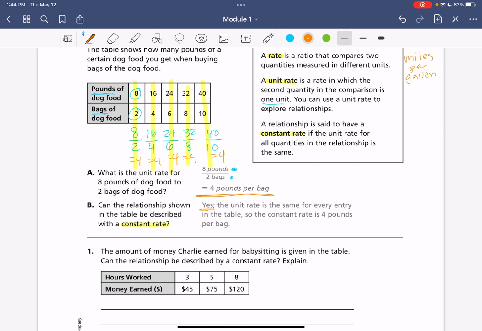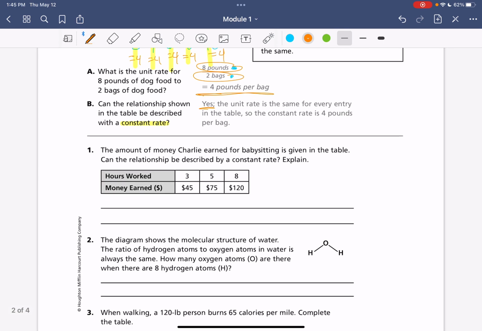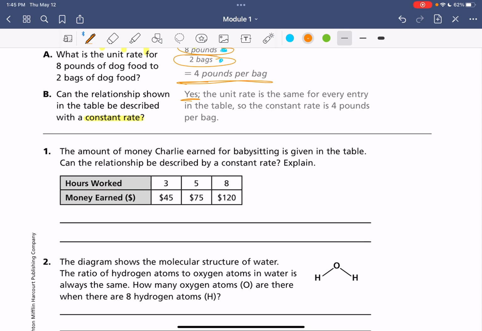When you are working with unit rates, you want to make sure that you know what you're finding. What are your units? What's in our numerator, and then what's in our denominator? All right, here we have Charlie, who's doing a little babysitting, and we're trying to figure out if this relationship is a constant rate. So here we have the amount of money Charlie earned for babysitting is given in the table. Can the relationship be described by a constant rate? So we are trying to figure out the dollars per hour, the rate per hour.